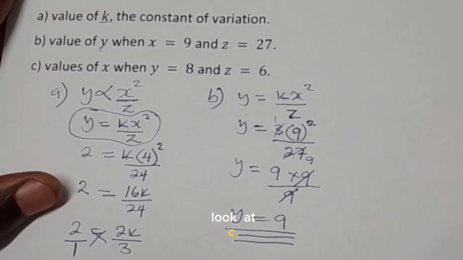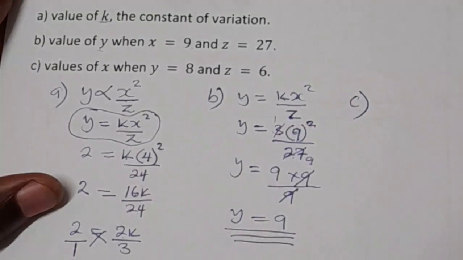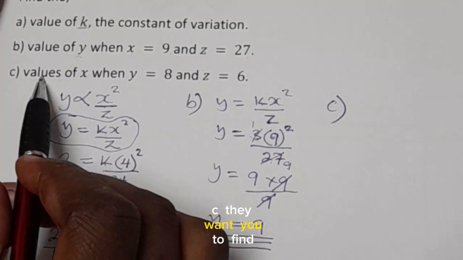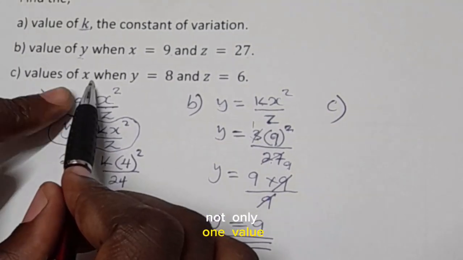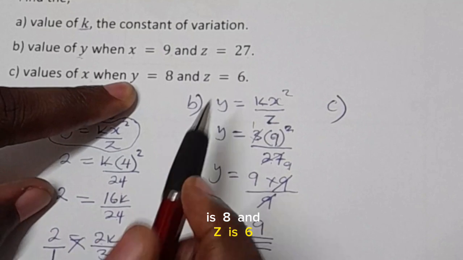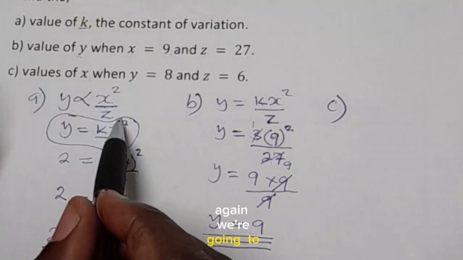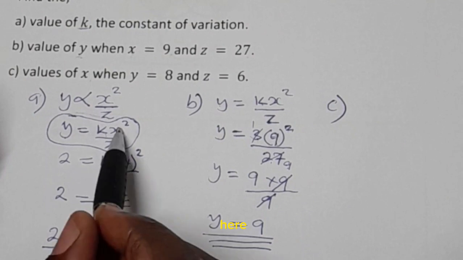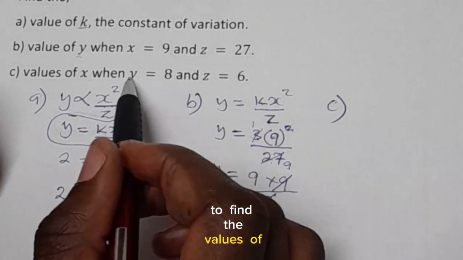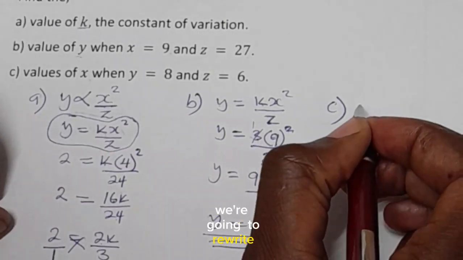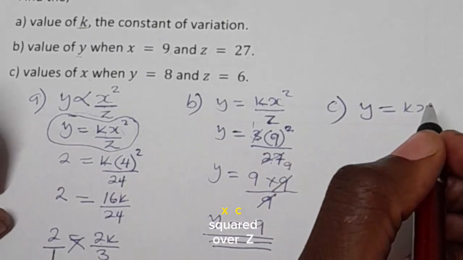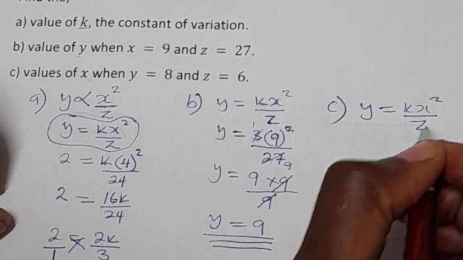Let's look at C. For C, they want you to find the values of x, not only one value, but values of x when y is 8 and z is 6. So again, we're going to use this equation that we formed here. This equation is very important. It's the one that we're going to use to find the values of x. So we're going to rewrite this equation as well. y is equal to kx squared over z.